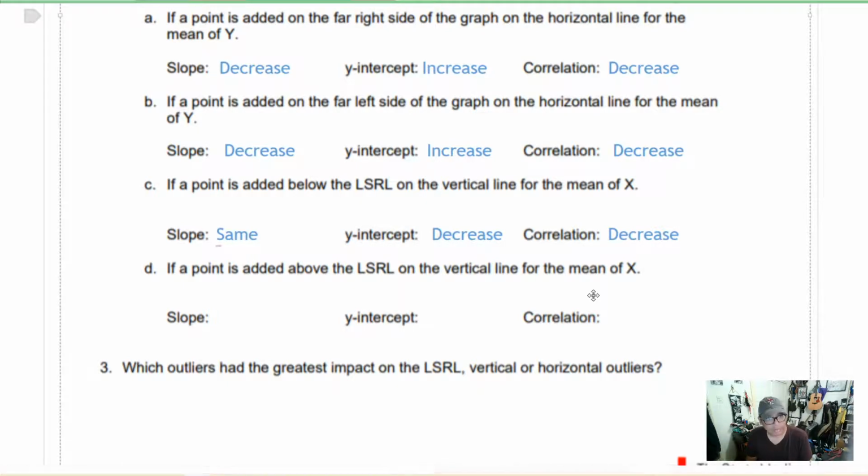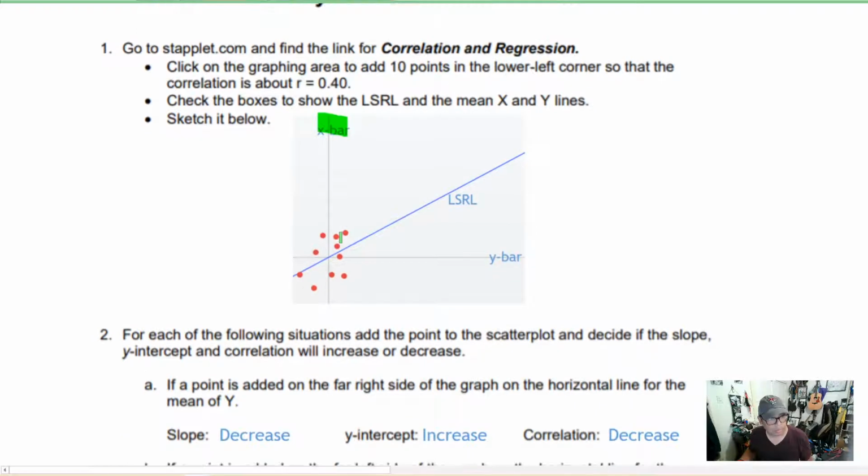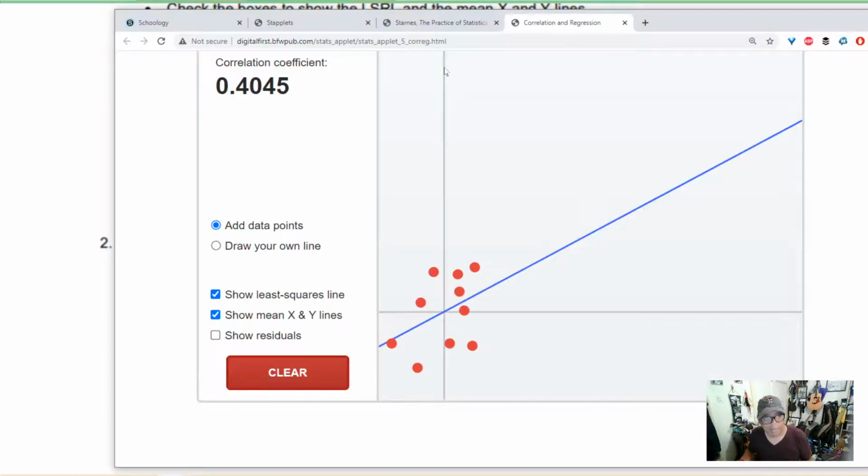Okay, lastly, what happens if we added a point on the vertical line at the mean of x, the x bar line, but above the horizontal line? We could probably take a guess that if we added a point way up here, it's going to drag the least squares regression line toward it, but it doesn't have to tip it, it's just going to move it upwards. So that's going to increase the y-intercept, keep the slope the same, and again, the point is out of pattern, so correlation is going to decrease. So let's add that point and let's see what happens.